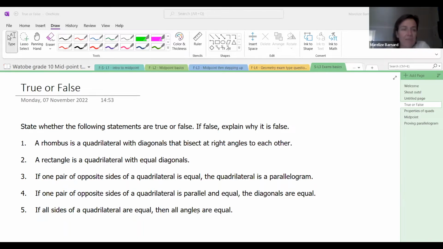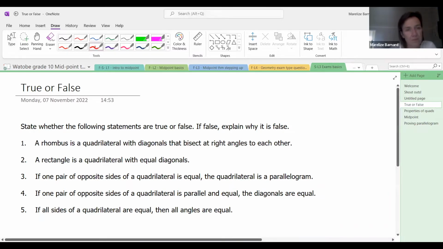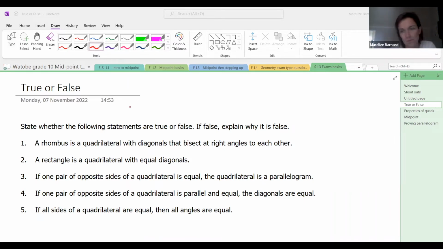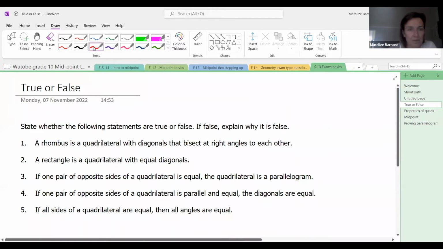Alrighty, let's get going. So, first one, a rhombus is a quadrilateral with diagonals that bisect at right angles to each other. Is that true or false? Put in the chat what you say, true or false. Come, let's make it quick, guys. We've got Wichilu saying it's true. What did everyone else say? Put your answer in the chat. Gareth says it's false.